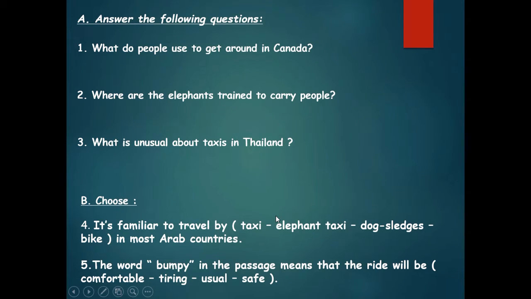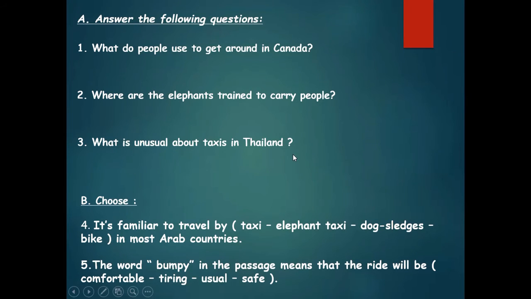Step 2. Unpack the question, which means read the question one more time. Let's read them again. Question 1. What do people use to get around in Canada? Question 2. Where are the elephants trained to carry people? Question 3. What is unusual about taxis in Thailand? Choose. It's familiar to travel by taxi, elephant taxi, dog sledges, or bike in most Arab countries. The word bumpy in the passage means that the ride will be comfortable, tiring, usual, or safe.